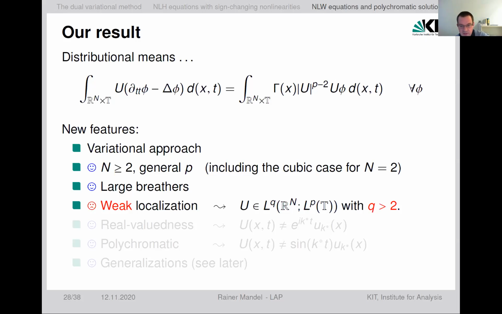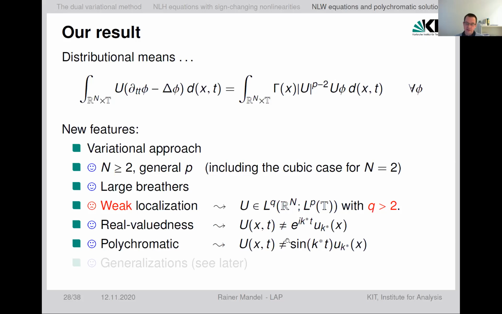So we have a weak localization. This is now a rather bad thing, I would say, because typically physicists are interested in strongly localized functions, but ours are only localized in a weak sense. This is the bad point of our result, but we have real valuedness, which tells us that we have not a standing wave. And we also have a polychromatic state, because we can check simply by plugging in this ansatz that such solutions are not found by this method.